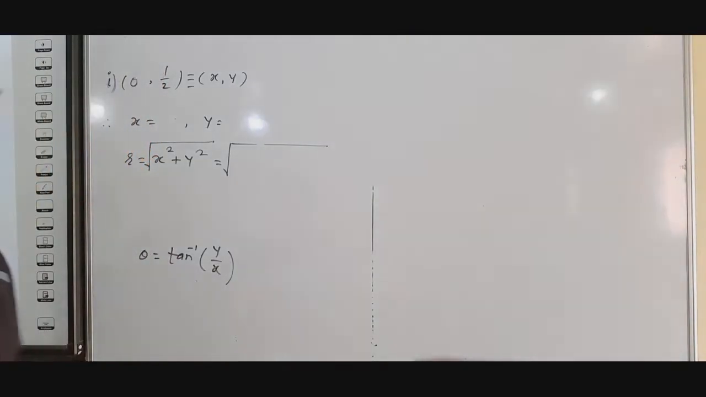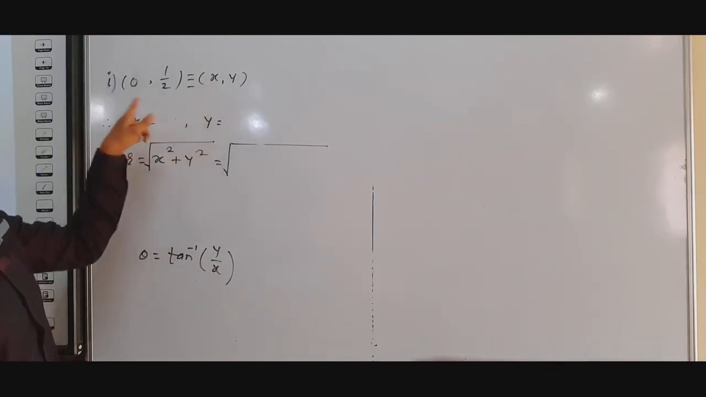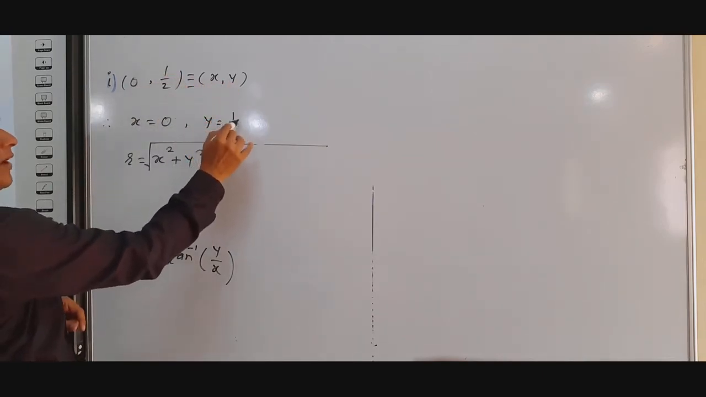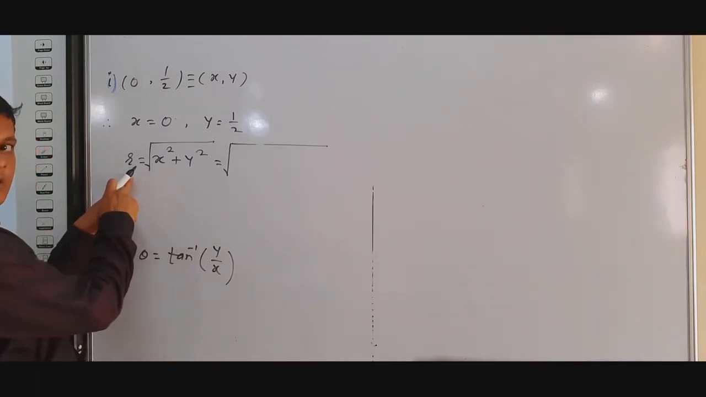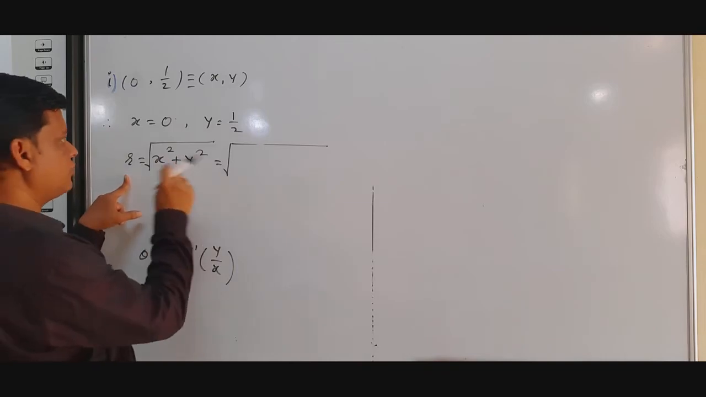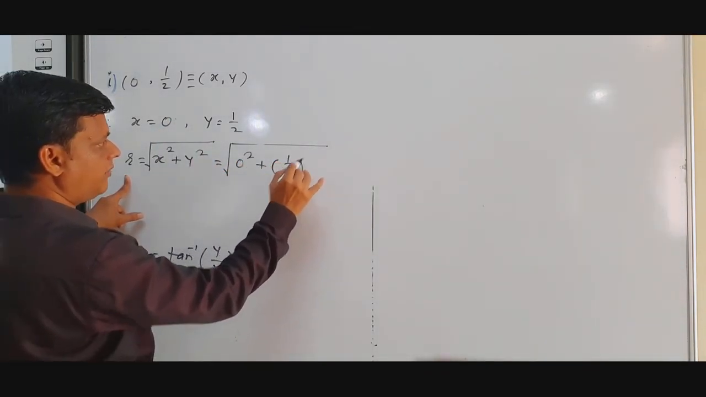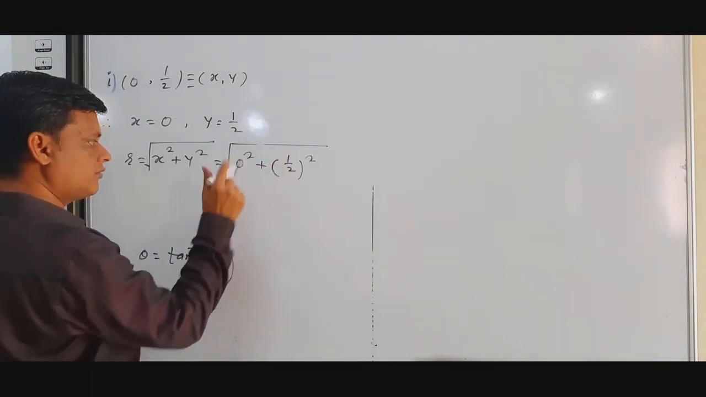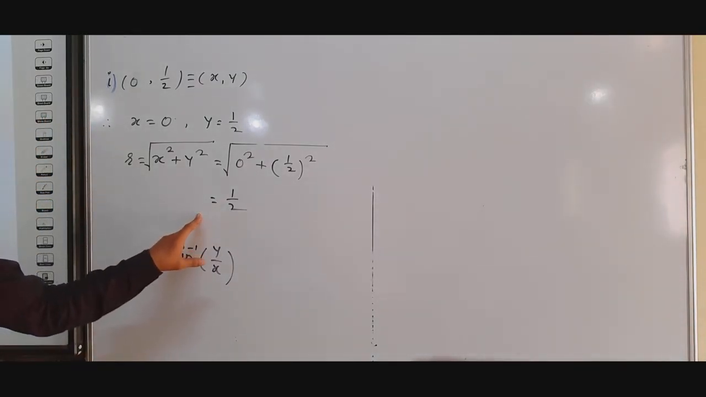Now see the second example, (0, 1 by 2). So the value of x is 0, y is 1 by 2. Now substitute these values in this form. So r is equal to √(x square plus y square), value of x is 0, so 0 square, value of y is (1 by 2) square. 0 square is 0, 0 plus 1 by 4, square root of 1 by 4, which we get 1 by 2. That means r is equal to 1 by 2.